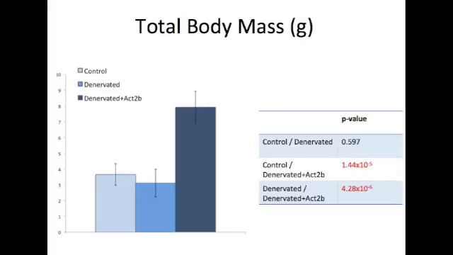This graph shows the total body mass in the control, the denervated, and the denervated plus ACT2B mice. Again, since myostatin is conserved across the entire species, the denervated plus ACT2B, or the myostatin-inhibited mice, have a higher total body mass than the control and their denervated mice.